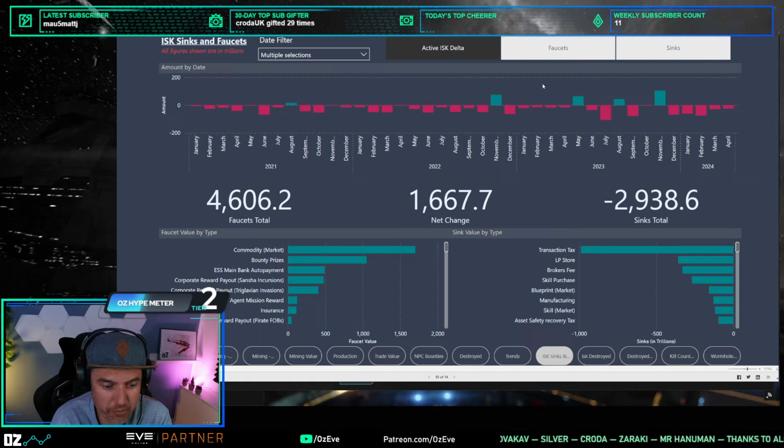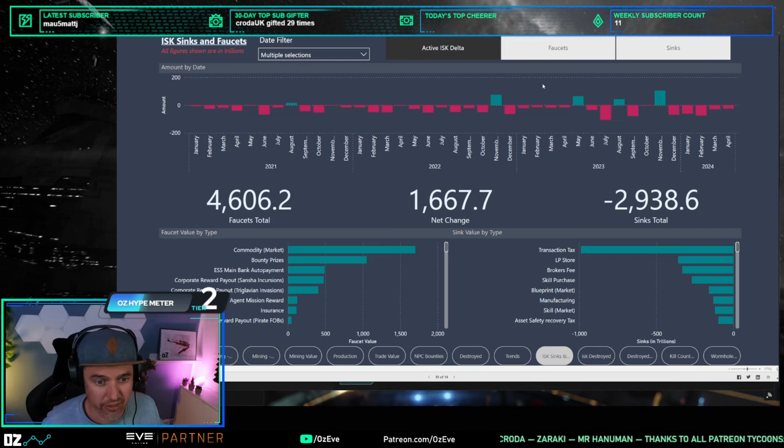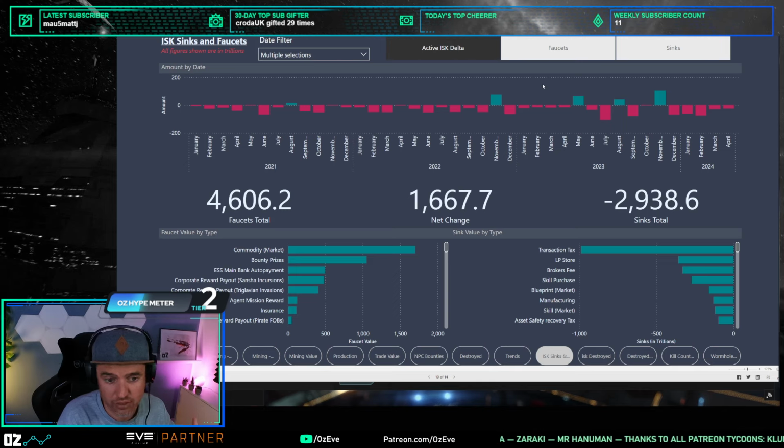This typically puts a pressure on pricing. So typically we see rising prices. We have the combined effect of new content, new ships, more players coming back with more ISK. So typically we see rising prices around expansions. So make sure you prepare for that.